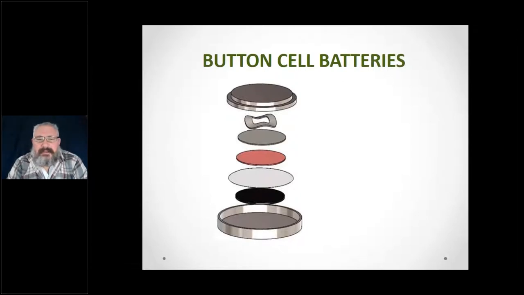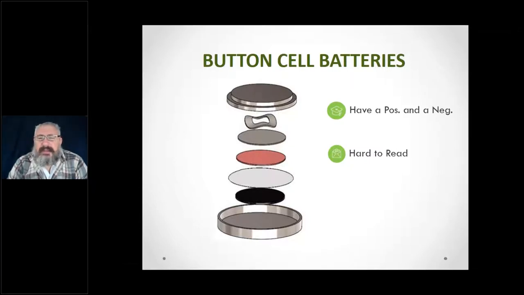Button cell batteries, mysterious little things, kind of a pain if you're trying to sort them. Like all batteries, they do have a positive and a negative. And the nomenclature is very hard to read. Unless it specifically says mercury or lithium, it's hard to tell what's in there. So if you're going to be sorting these batteries into different categories, you're going to want to understand the different nomenclatures. And you may have to keep cheat sheets. A lot of times the information is on the package, but not the battery. You're not getting them when they're new, you're getting them when they're old. So you don't get to see that information. We don't have that luxury.